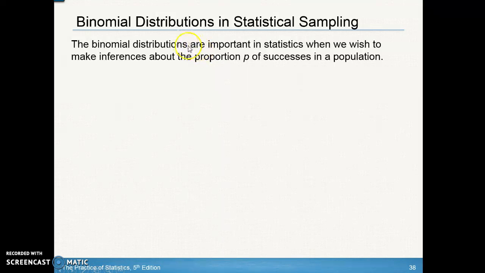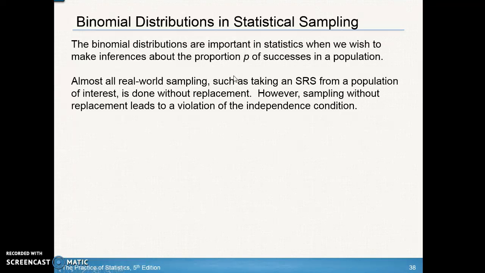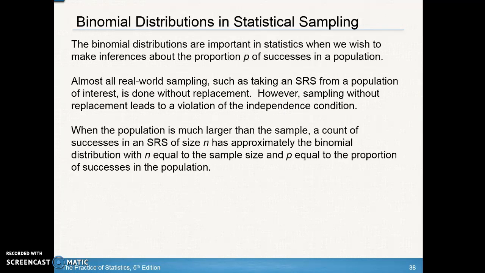Now, binomial distributions are important in statistics when we want to make inferences, okay, that means we're making predictions, about the proportion of successes within a population. Now, almost all real-world sampling, such as taking a simple random sample from a population, is done without replacement. So remember we said in the previous couple of slides, it's not really a binomial situation if it's done without replacement because the probability of success is changing each time. However, keep in mind that sampling without replacement does lead to a violation of the independence condition. But we want to know, is there a way around that?